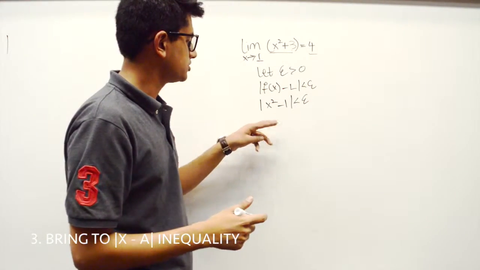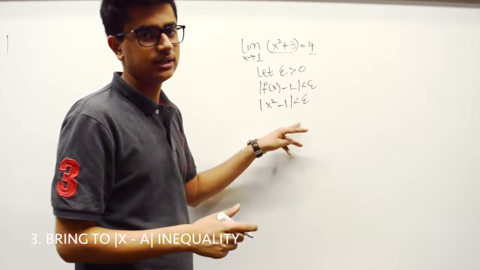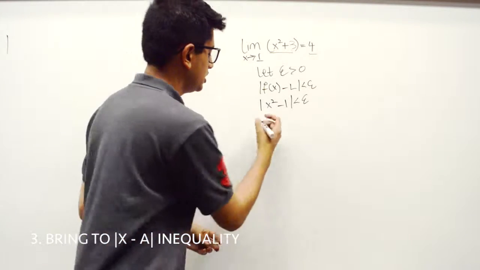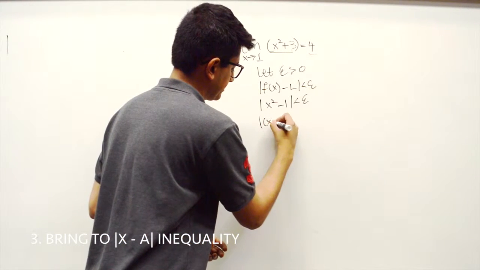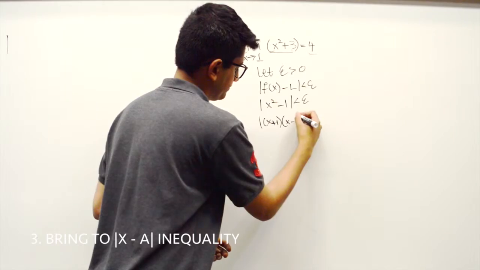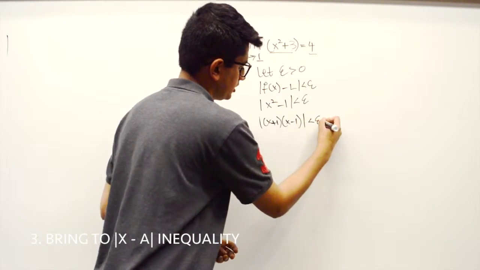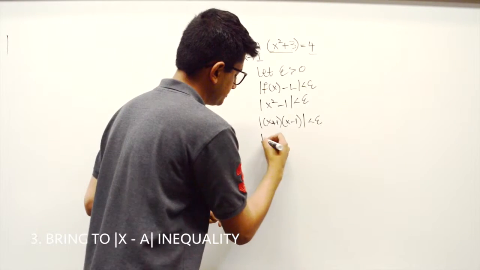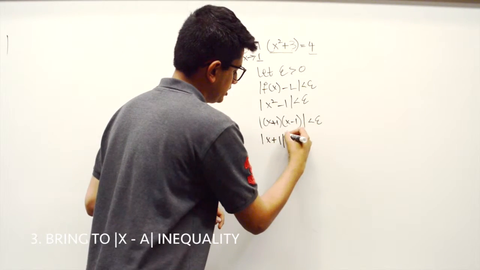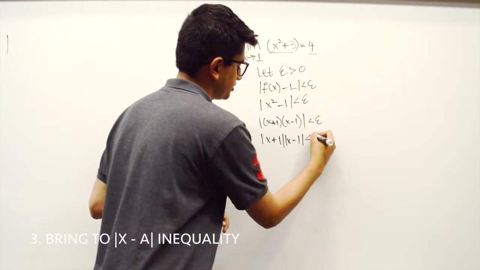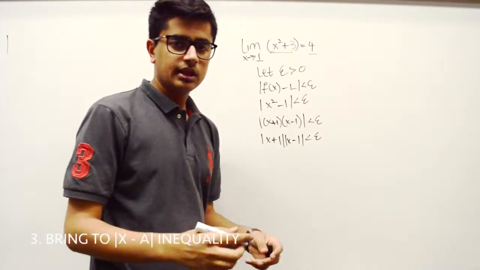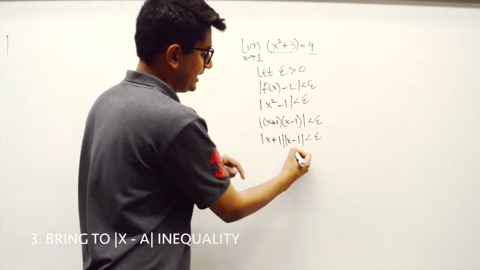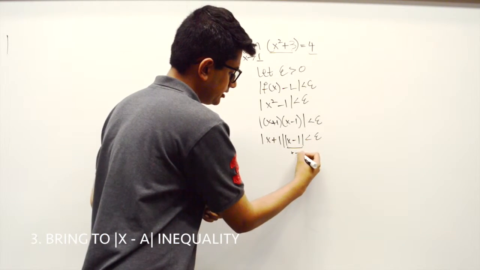In this situation, what we can do is we can see that x squared minus 1, if you factor that out, is the same as (x plus 1)(x minus 1). So we do that. |(x + 1)(x - 1)| smaller than epsilon. Using our absolute value rules, we can separate these two terms. So we get |x + 1||x - 1| smaller than epsilon. So this was the other term that I was talking about. We have the |x - 1|, the |x - a| that we needed.